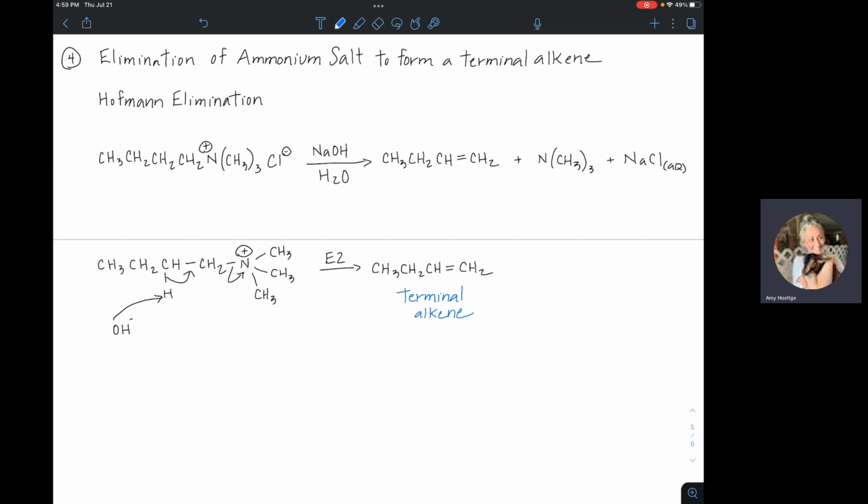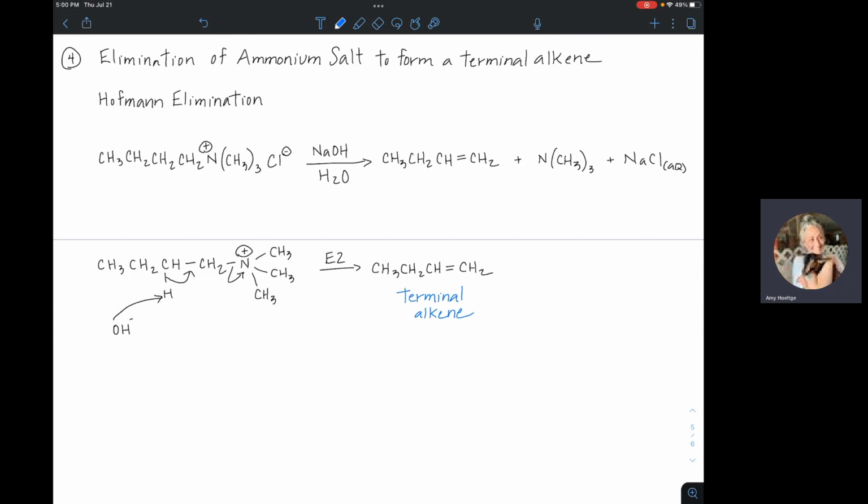Where otherwise, if you were to do an E2 reaction on, say, like an alkyl halide or whatever, you would expect that your more stable alkene would be the more heavily substituted alkene, or the more highly substituted alkene, or an alkene that's sort of like more interior in the molecule. So this is a type of elimination reaction that we can do with a quaternary ammonium salt.